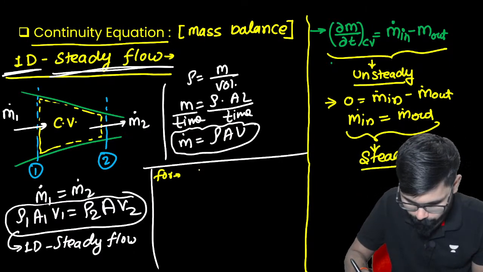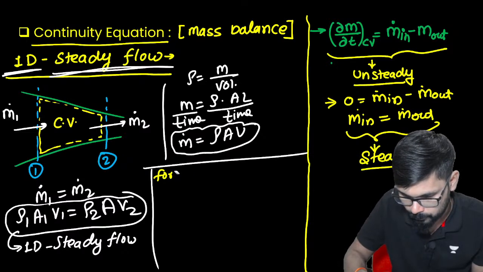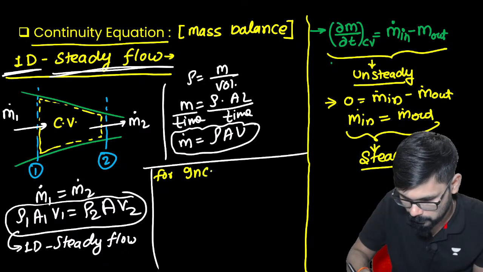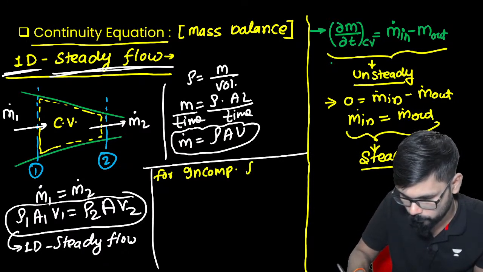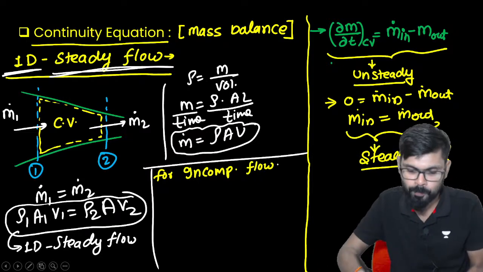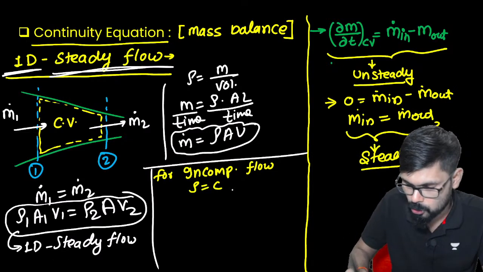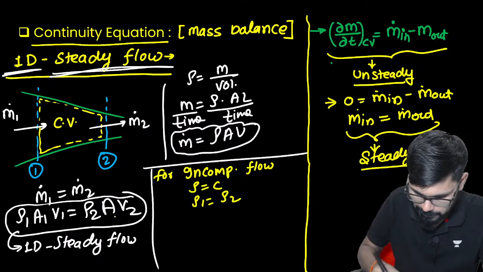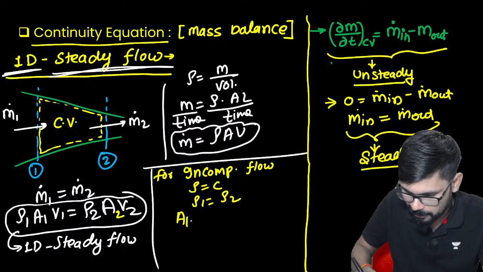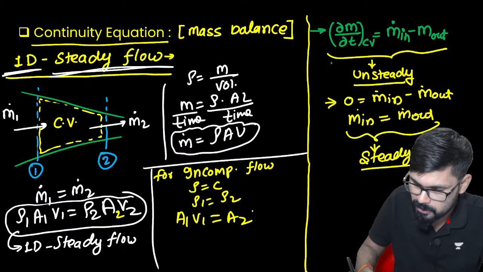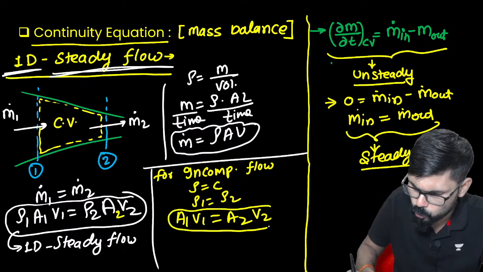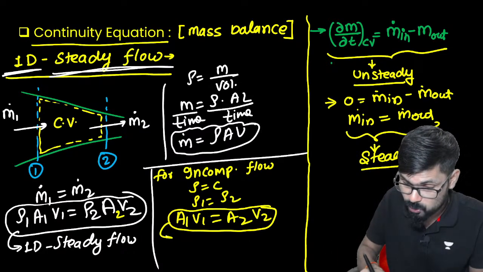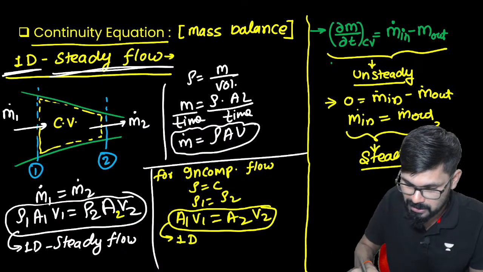So for steady flow, for incompressible fluid flow, density is going to be constant, means rho 1 is equal to rho 2. So if I put it here, I will get A1 V1 is equal to A2 V2. This is a very common equation used throughout the syllabus. Every single place this equation is used. This is one dimensional only.